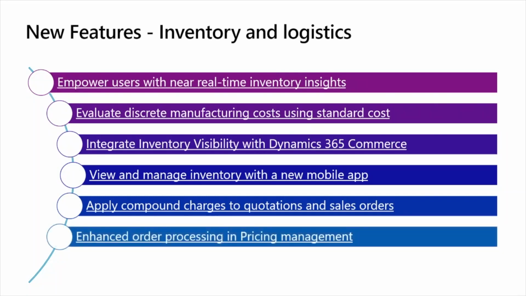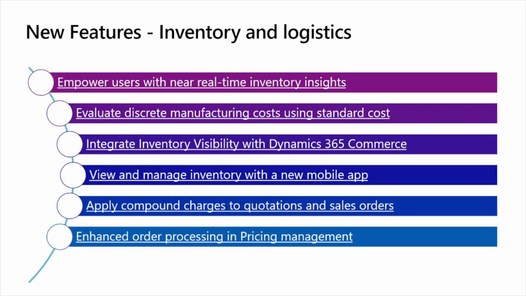Next we have enhanced order processing in pricing management. This feature provides enhanced functionality and improved calculation performance. If you have relatively simple pricing rules, then you can now work more efficiently by skipping the order completion process. Implementation is now easier to manage because you can roll out pricing management on a per company basis.